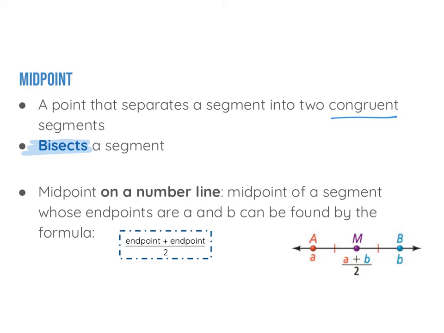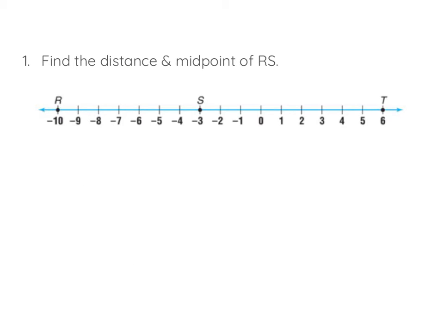On a number line, which is mostly all we've looked at so far, you can find the midpoint by using this formula here, endpoint plus endpoint divided by 2, right? So if my endpoints are A and B, I'm just going to take A plus B divided by 2. So let's give it a try.